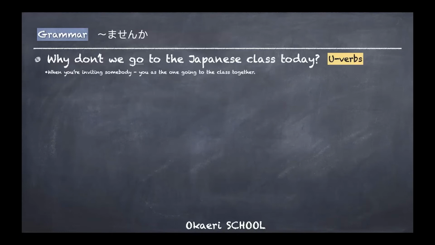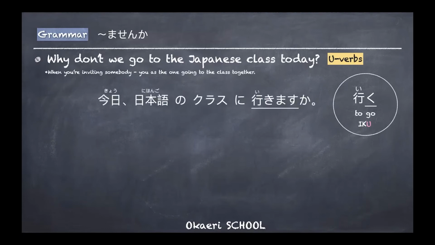Right, so let's use this example to make the new sentence. Why don't we go to the Japanese class today? So go. 行く is the verb. This is like when you're inviting somebody, you as the one going to the class together. For example, you as a class member inviting another classmate. How do we say this? 行く, 行きますか? That's the normal question. Are you going to? But then why don't we? So inviting instead of a pure question. 行きません, negative present tense plus か. 今日日本語のクラスに行きませんか? It's more like an invitation.